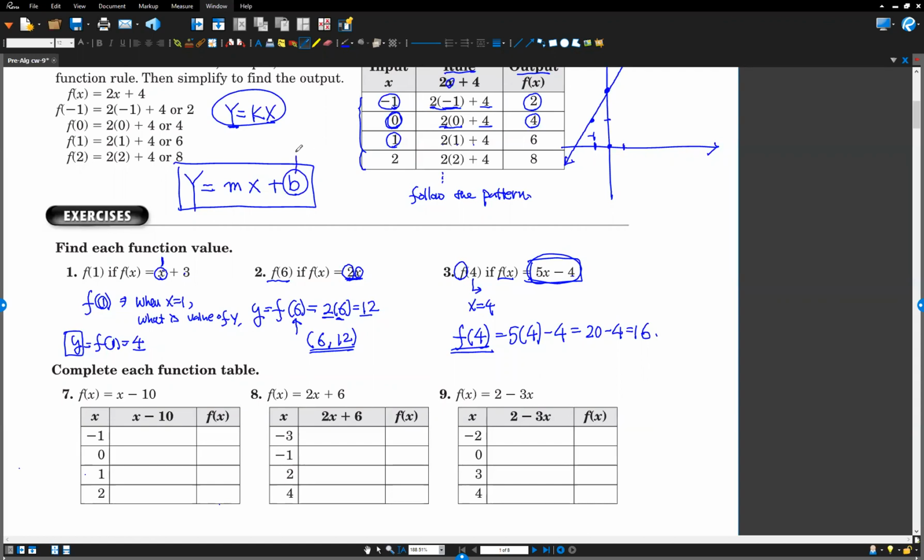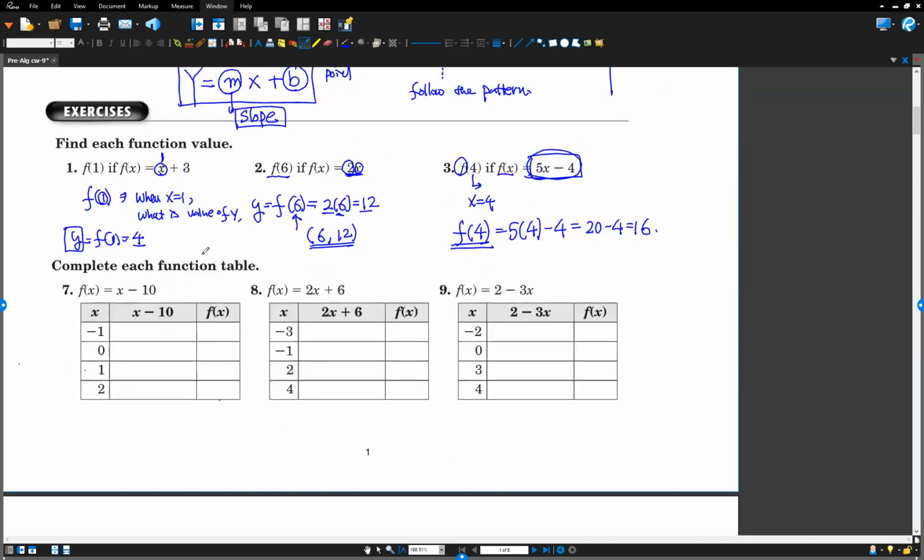This b is the y-intercept, the starting point. This m, the coefficient of x, is what we call the slope. Why the slope? You're going to do this later. This section is just about organizing the points to make a graph.